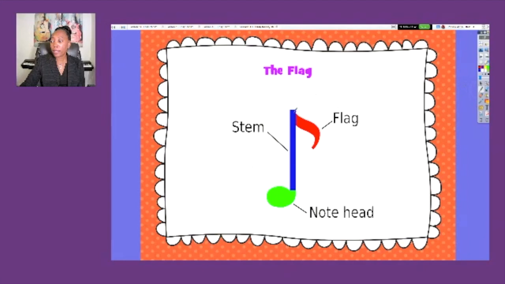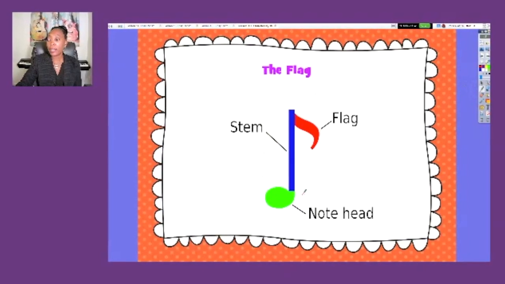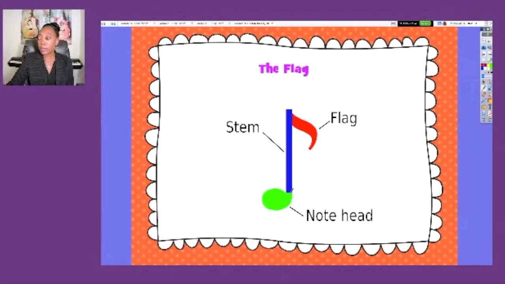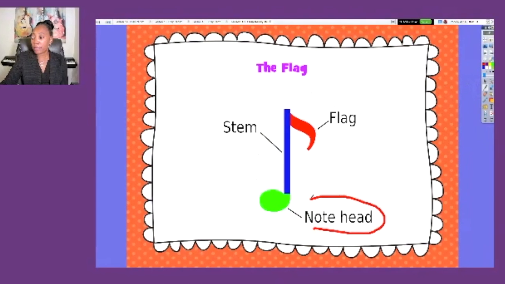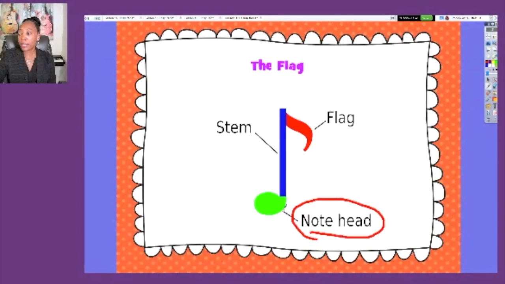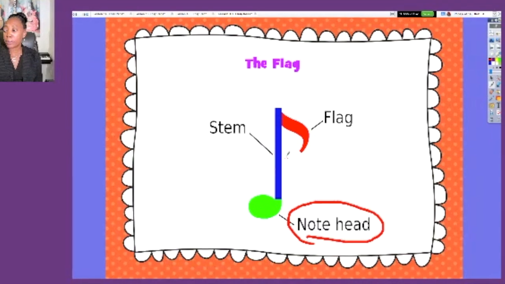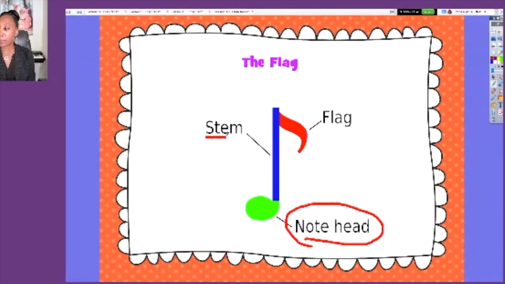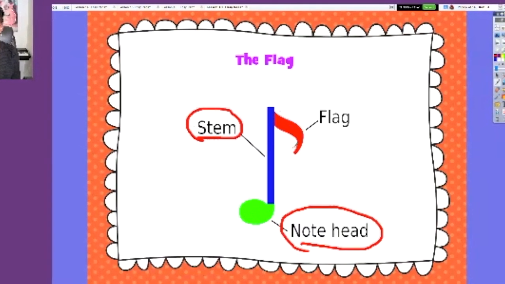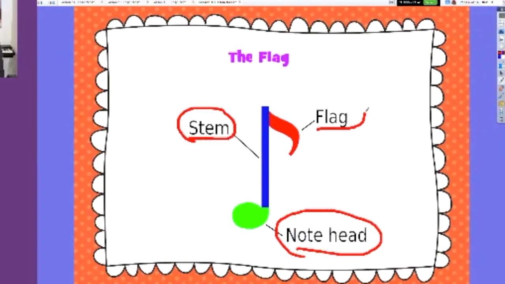And here I have a very color-coded eighth note. No, an eighth note does not look like red and blue and green. But this is just to go over the parts of the eighth note. So you already know that the note head is filled in, right? And I have it colored green just so that you understand where the note head is. And the stem is in blue just to go over the parts. So there is your stem. And the only thing that makes this different is the eighth note has what we call a flag, okay?